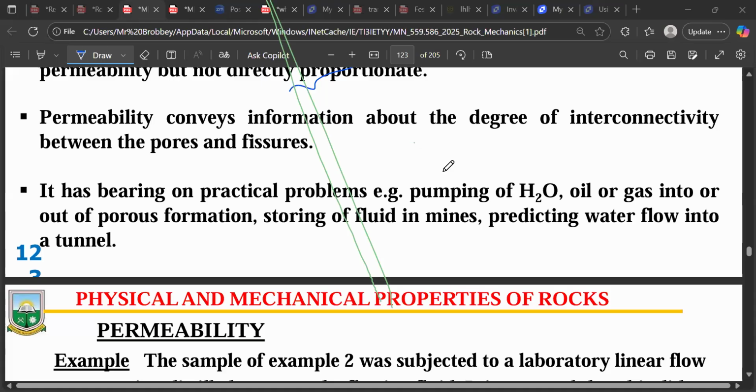All right. Okay, so this permeability most of the time helps us.